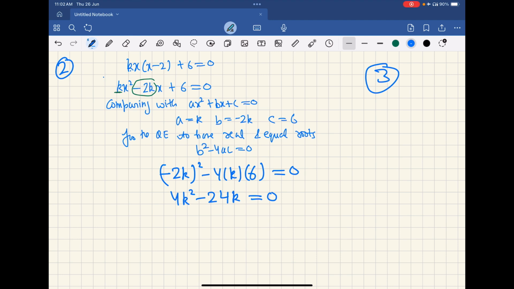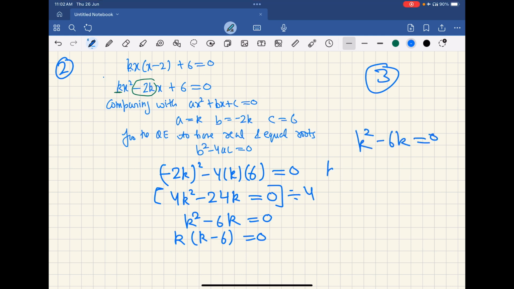Okay, if you see both the numbers are divisible by 4, आप divide कर दीजिए, so you will get k² − 6k = 0. अब हम factorize करेंगे k(k − 6) = 0. कैसे factorize किया? Let us quickly see. k² − 6k = 0. k को common लिया, so अंदर क्या हो रहा है? k² divided by k minus 6k divided by k. Okay, so this k² divided by k is k and this is just 6.